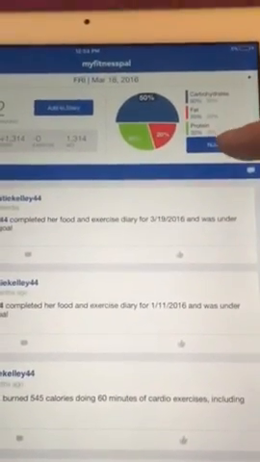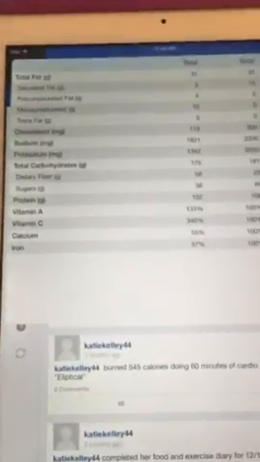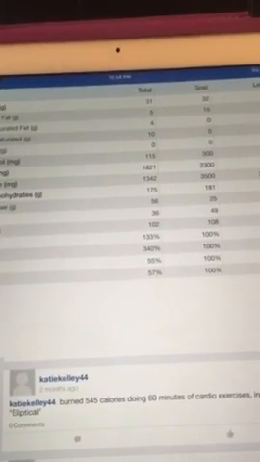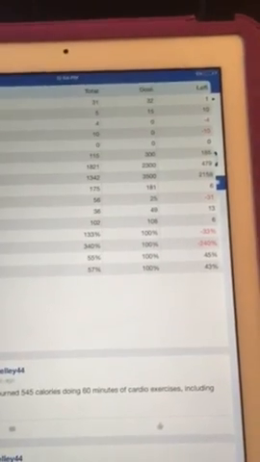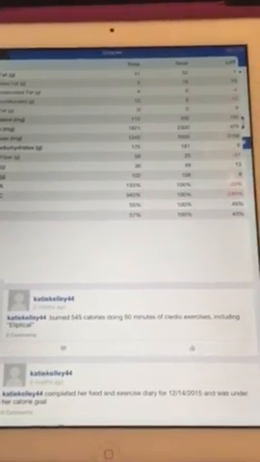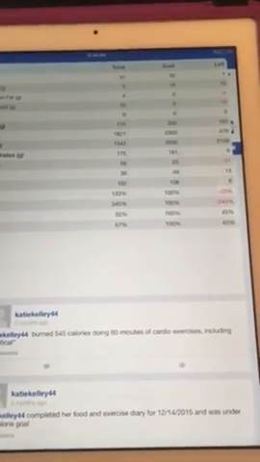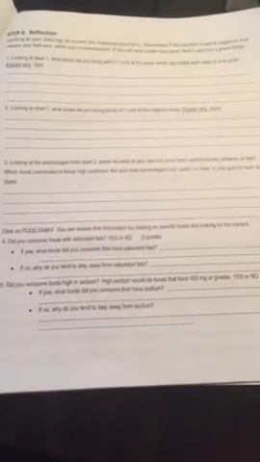We would figure that out by coming back over here, clicking here, nutrients, saturated fats. Okay, so there's saturated fats. I consumed 5 grams. My goal was 15, so I didn't do too bad with saturated fats. Now remember, saturated fat is our bad fat, so that's why that number, our goal, is so low. Okay? Looking back at your reflection, you're going to continue answering these questions.